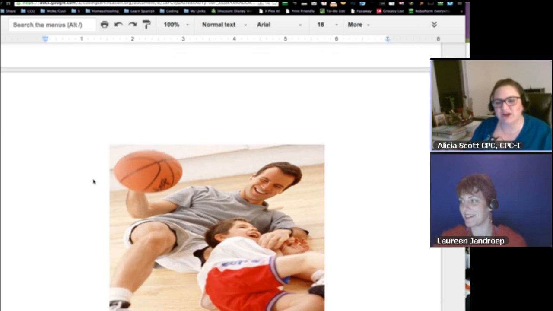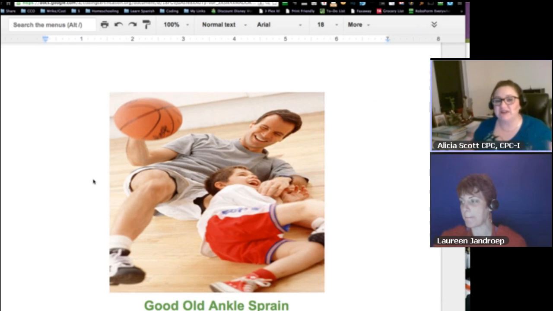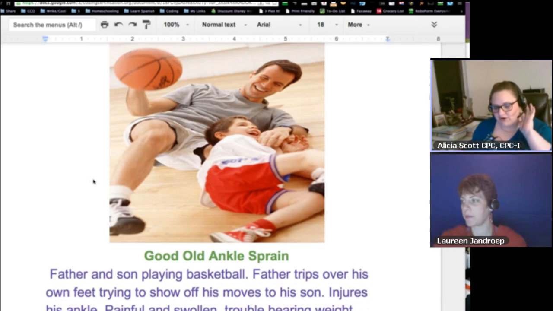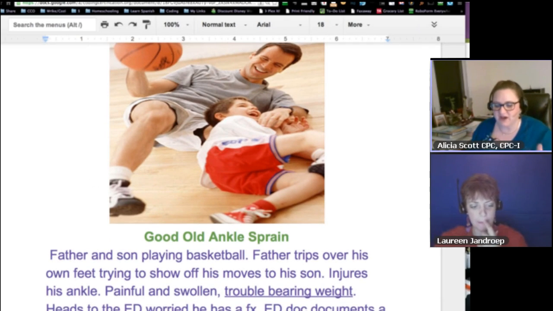Okay, so this is a scenario where he brings this up, and he gave several scenarios. I just grabbed one because we had done podiatry earlier. I picked this one, and this was his wording, which was really funny: good old ankle sprain. Okay, so you've got a father and a son playing basketball. Father trips over his own feet trying to show off his moves to his son, injures his ankle. Painful and swollen, trouble bearing weight.